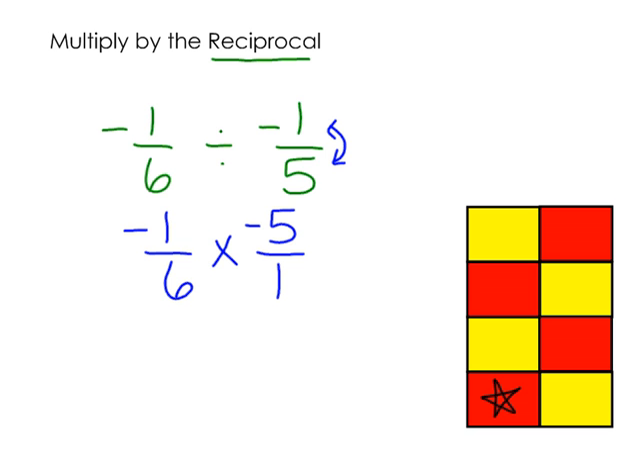And now we can multiply straight across just like we did before. Negative times a negative is a positive, so our final answer will be positive. So we'll have 5 in the numerator and 6 in the denominator. So our final answer would be 5/6.